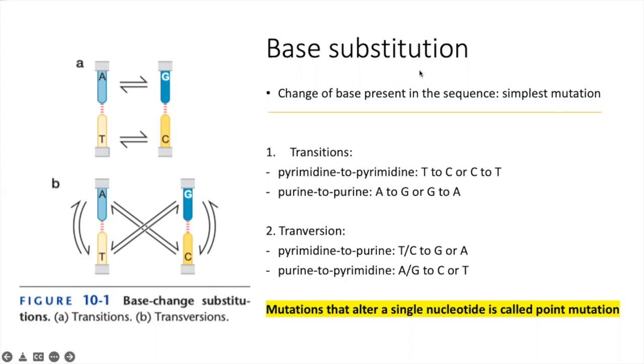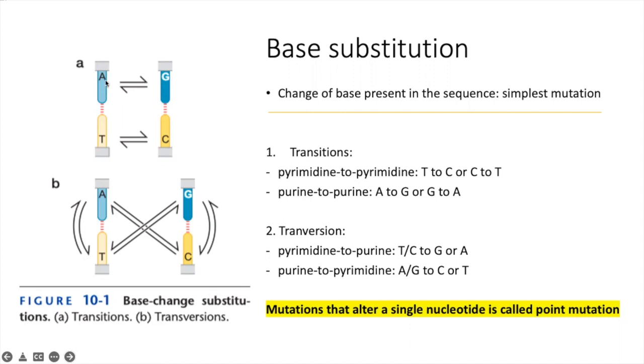Base substitution is the simplest form of mutation. This leads to a change of base present in the sequence. There are 4 types of bases that are commonly present in the DNA: adenine, guanine, thymine, and cytosine. Adenine and guanine are called purines, whereas thymine and cytosine are called pyrimidines. If a purine is exchanged with a purine, or a pyrimidine is exchanged with a pyrimidine, this kind of mutation is called a transition.